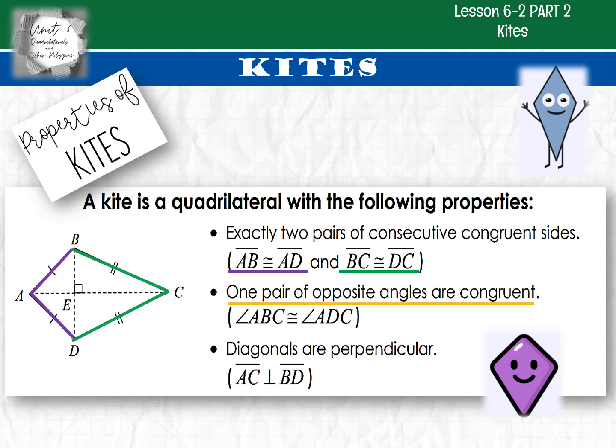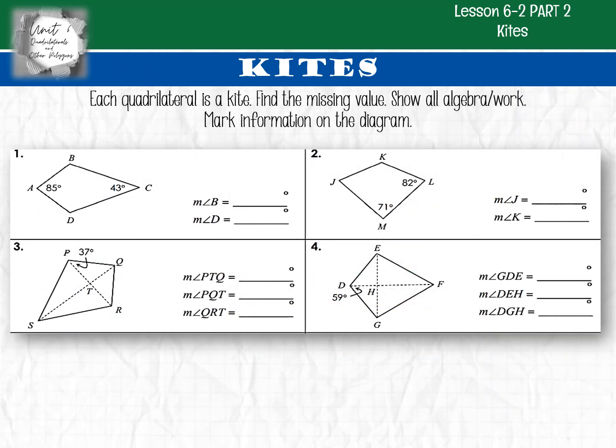One pair of opposite angles are congruent. That's those two right there. That is angle ABC is congruent to angle ADC, and diagonals are perpendicular to each other. So, of course, it makes four right angles in there, four right triangles, two pairs of congruent ones. We'll use all that. Kites.